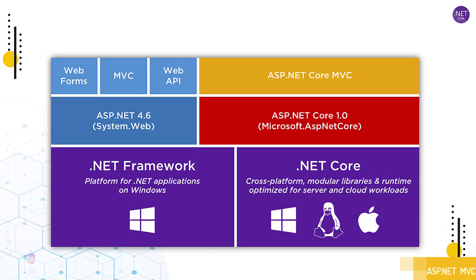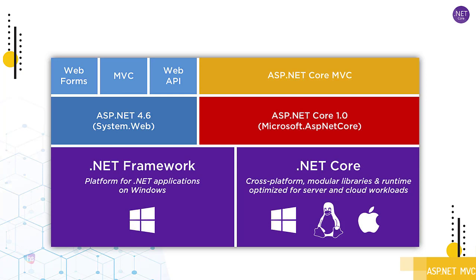See, earlier it was Web Forms, MVC and Web API, which were on the ASP.NET 4.6 framework, where System.Web is in a library. As a namespace we have used it. In ASP.NET Core MVC, Model View Controller, ASP.NET Core 1.0, Microsoft.AspNetCore is in a library. As a namespace we are calling and integrating it into our forms.